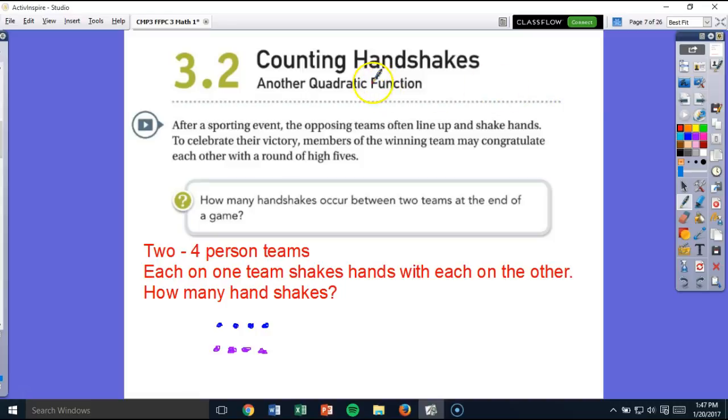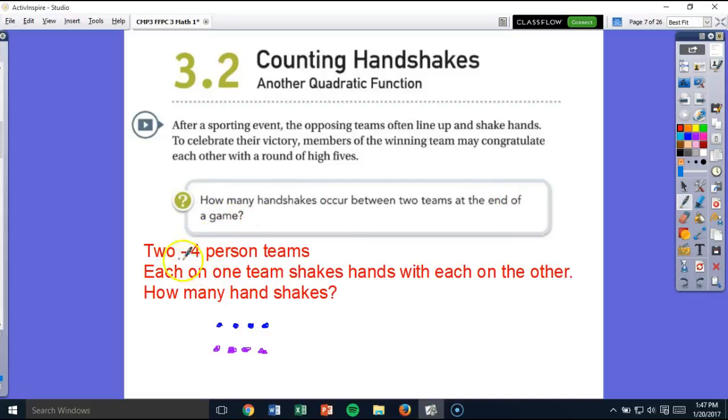So in 3.2, we're going to start out with counting handshakes, which is going to be another quadratic function. As most of you know, after sporting events, a lot of times teams line up and walk past each other and shake each other's hands. And then sometimes, in victory or just in excitement, they'll give their own teammates high fives. So over here it says, how many handshakes occur between two teams at the end of a game?